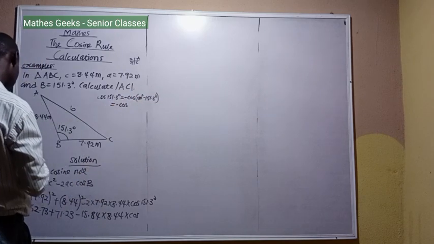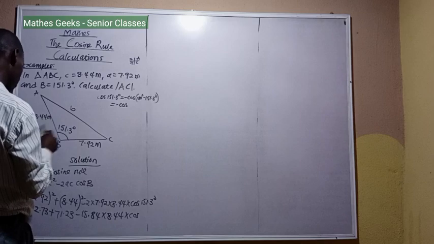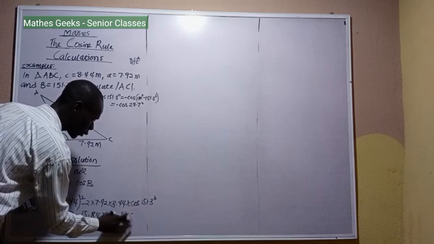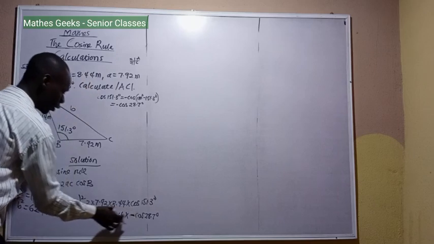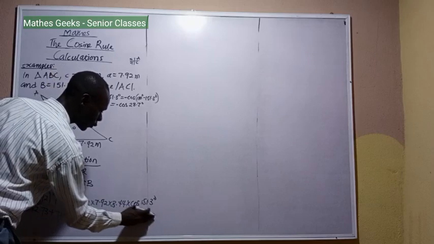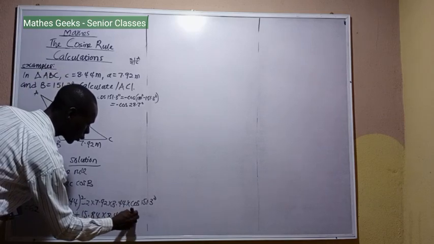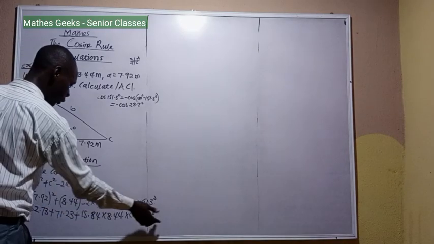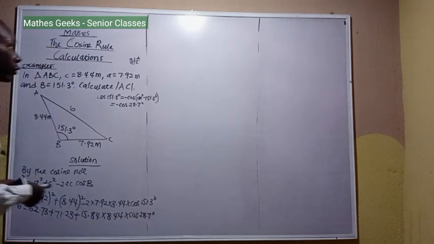What is it going to give us? 180 minus 151.3 is 28.7 degrees. So it will give us minus cos 28.7 degrees. Remember, everything is multiplication, so minus times minus will give us plus. So we change the sign to plus cos 28.7 degrees. From this point you can punch your calculator and get the answer, but let me evaluate this multiplication with the use of logarithm tables.